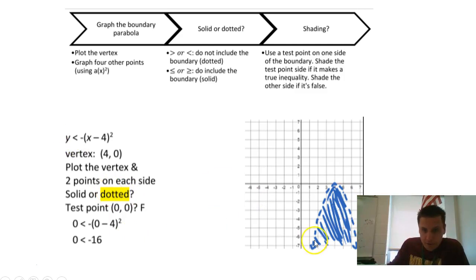Dotted line again because it's strictly less than. Let me pick a test point. Once again, (0, 0) is clearly not on this parabola, so we could pick (0, 0). So we plug in 0 for x, plug in 0 for y, and we get this right here. 0 is less than negative quantity 0 minus 4 squared. 0 minus 4 is negative 4. Negative 4 squared is positive 16. And then we tack on this negative at the end, which is negative 16. So 0 is less than negative 16. That's not true. (0, 0) is not a solution.